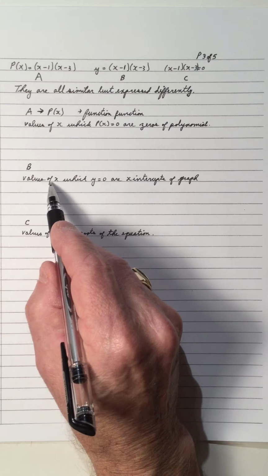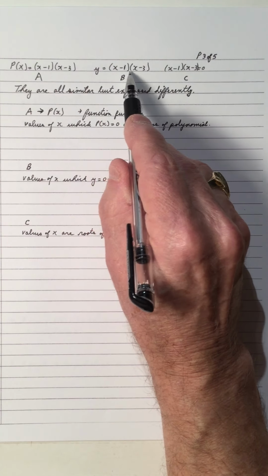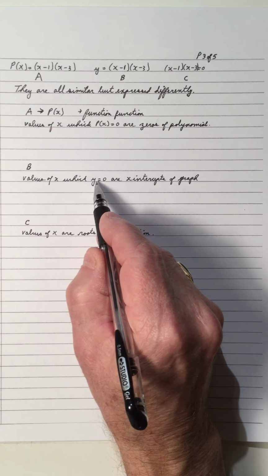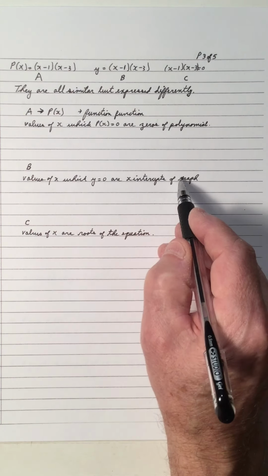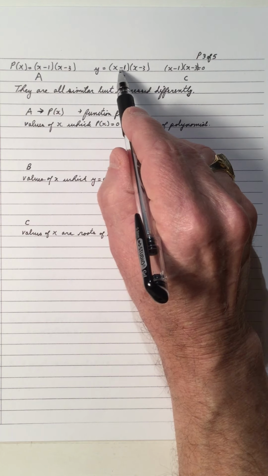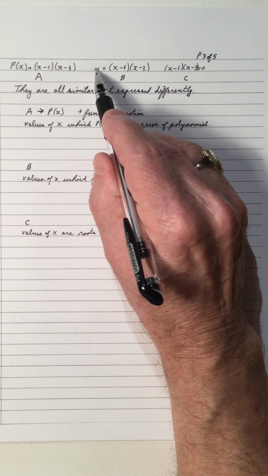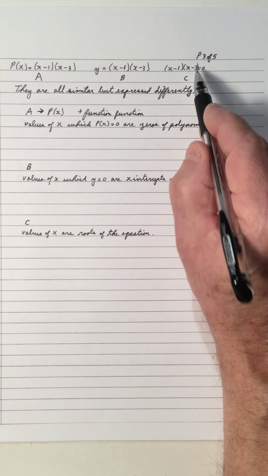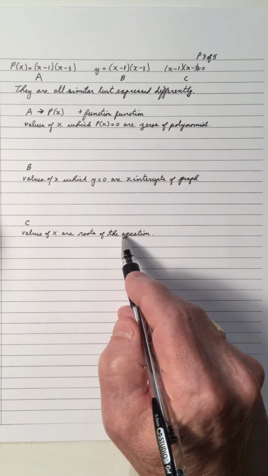When we have an equation in terms of y equals some expression in x, the values of x when y equals 0 are the x-intercepts of a graph. So when we let y equal 0 here, we get the x-intercepts of the graph. And when we have an equation like this set equal to 0, the values of x are the roots of the equation.